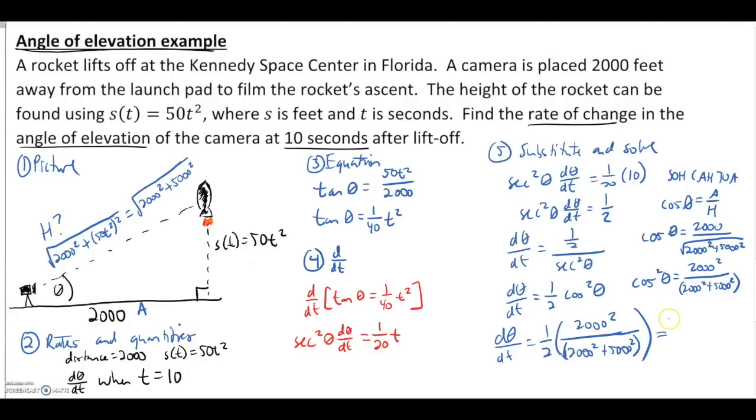Expanding out all those numbers, if you choose to do it by hand, you'd end up with 4 million over 58 million, which will simplify down to, all these zeros are going to be gone, and 4 over 58 will simplify down to 2 over 29, and the units on this are going to be radians for the change in the angle over the change in time, seconds. And there's our d theta dt.